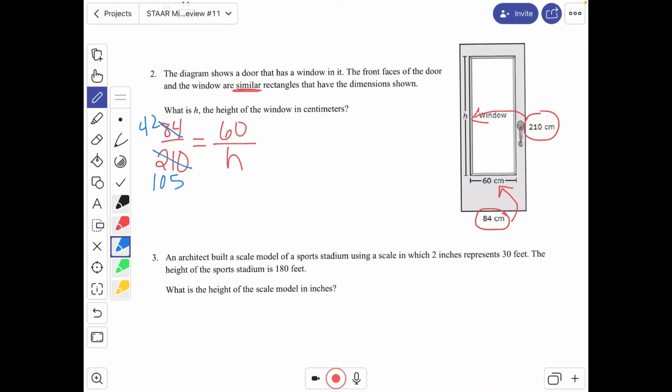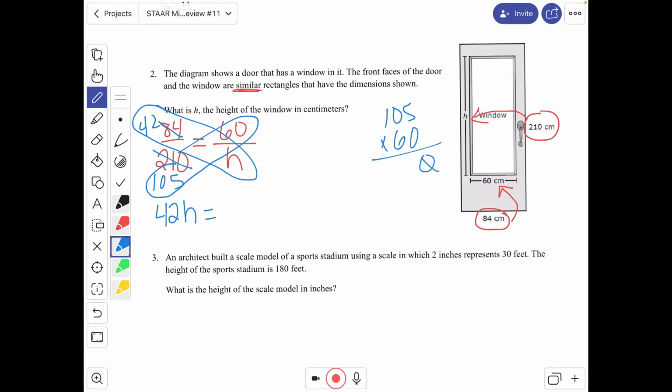And then you cross multiply, and that would be 42 times h equals 105 times 60, and then you're going to need to divide both sides by 42.